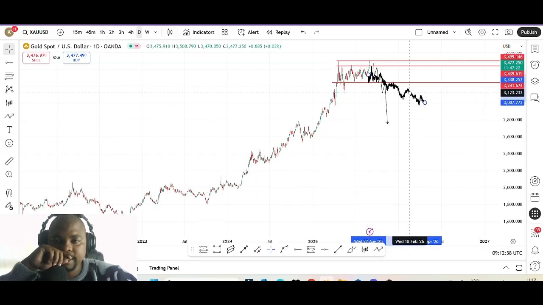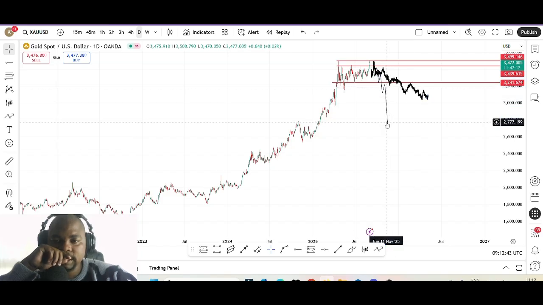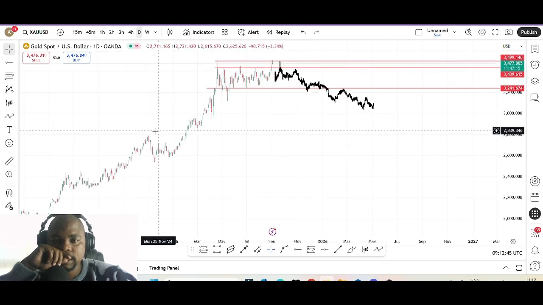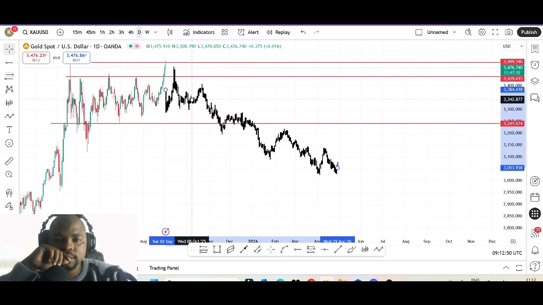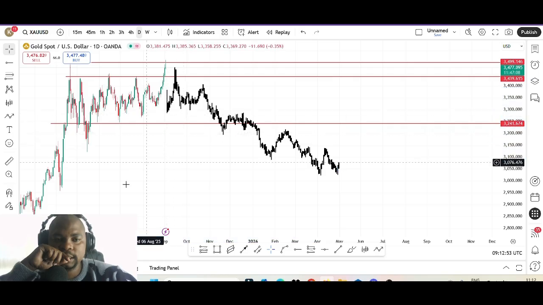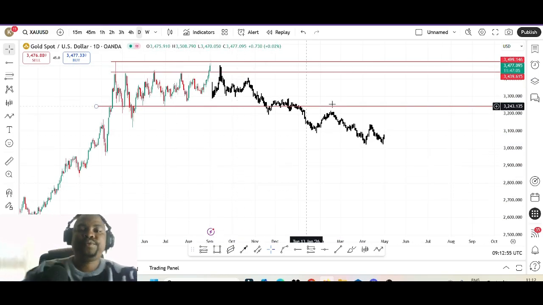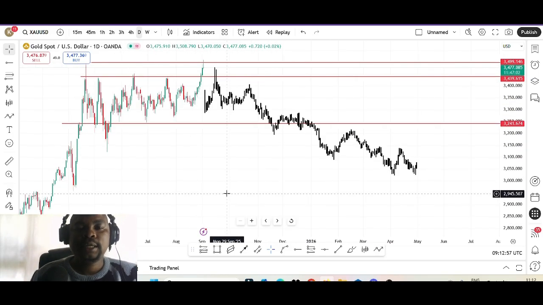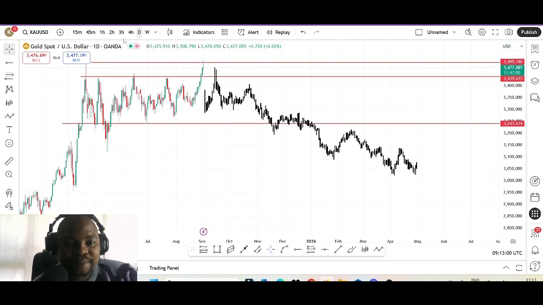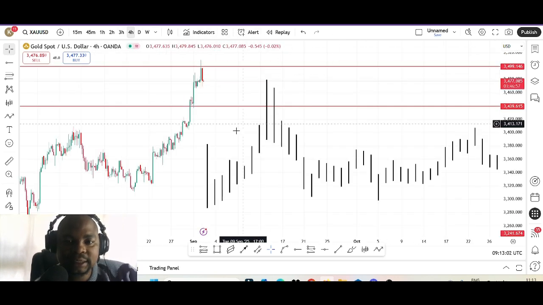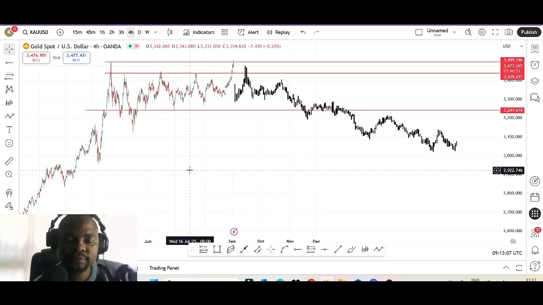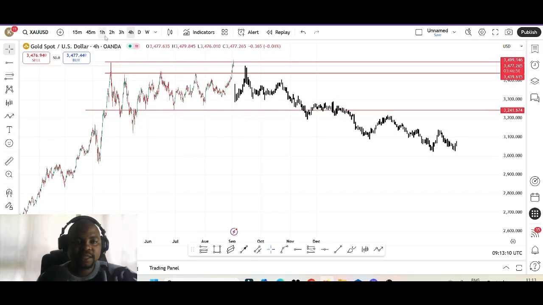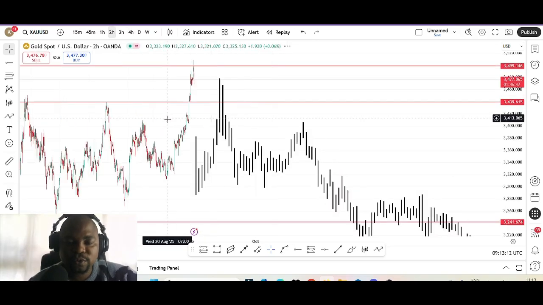I wouldn't be surprised to start seeing gold giving me a setup of this nature. Let's see how it goes. It won't be easy. It won't just be a downfall.